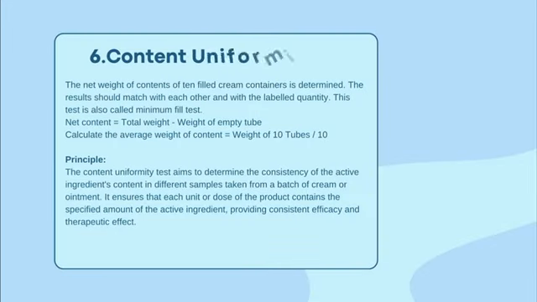6. Content uniformity. Test: The net weight of contents of 10 filled cream containers is determined. The results should match with each other and with the labeled quantity. This test is also called minimum fill test. Net content equals total weight minus weight of empty tube. Calculate the average weight of content. Weight of 10 tubes, 10.